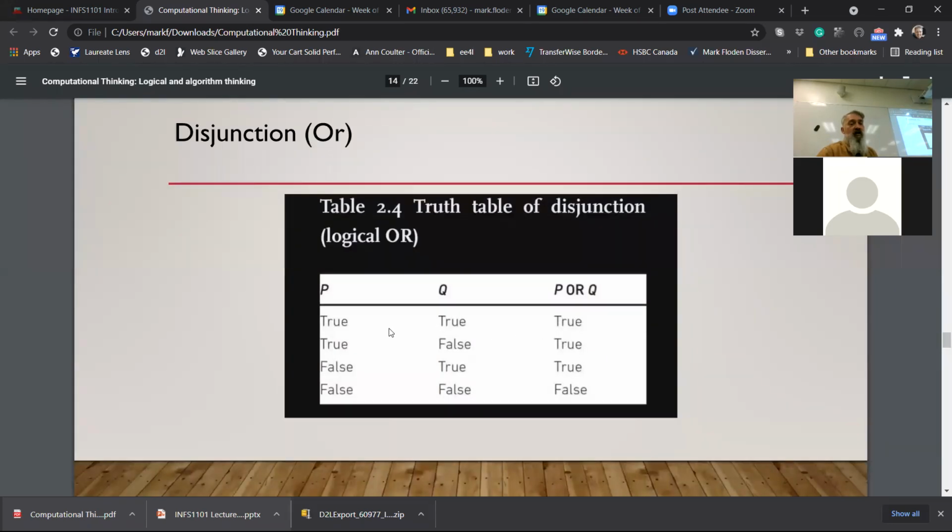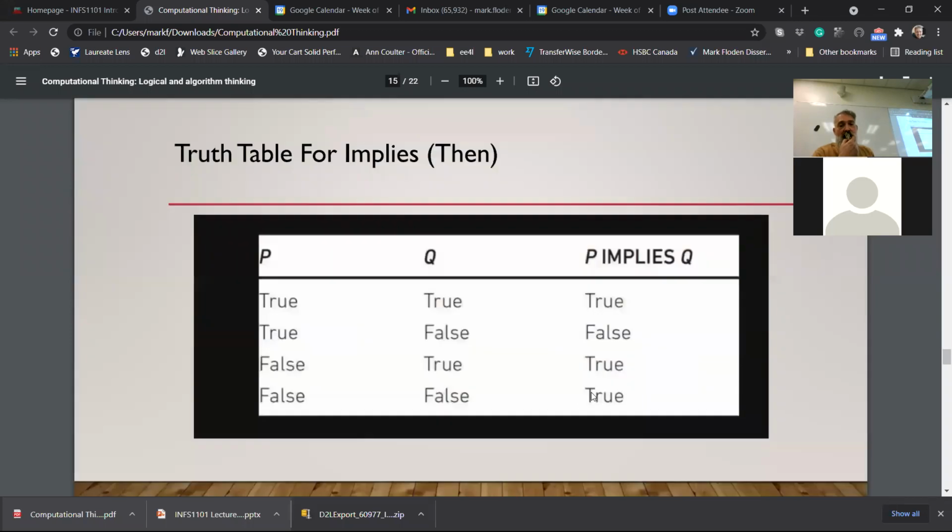Now, the opposite of that is our "or" statement. If either P or Q is true, then the state of P or Q will be true. The only time it's not true is when they're both not true.